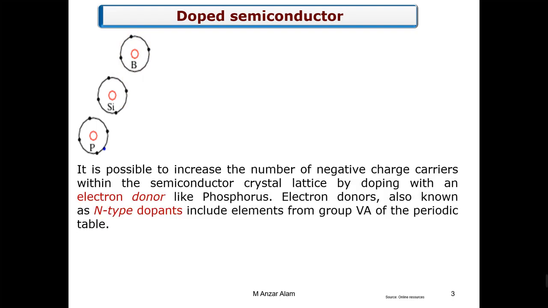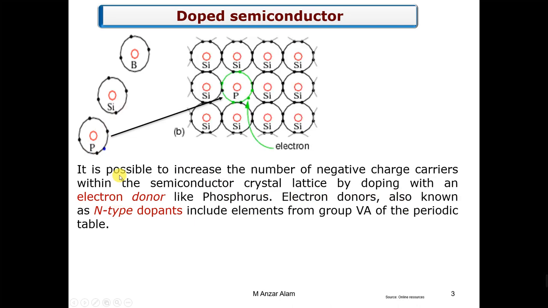So now we go further on. It is possible to increase the number of negative charge carriers within the semiconductor crystal lattice by doping with an electron donor. So this is the electron donor, and this is the hole. Electron donors, like phosphorus, also known as n-type dopants, include elements from group 5A of the periodic table. So this is the n-type dopant and this is the p-type dopant. N-type dopant, p-type dopant, and silicon.